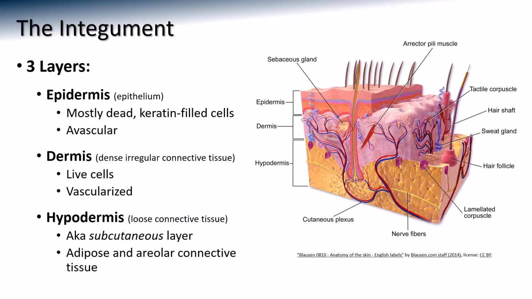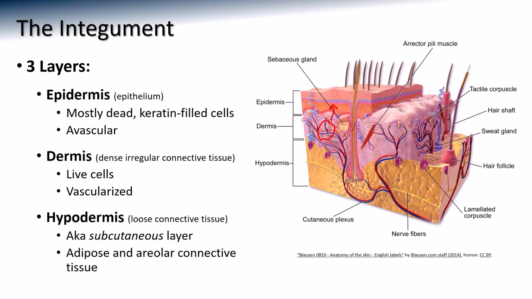So if we look down here in the pink area, this is the dermis. We can see some of those blood vessels. Note that they are not coming up into the epidermis. So this is how those cells actually end up dying off as they come up. They lose their blood supply and fill with keratin that way.